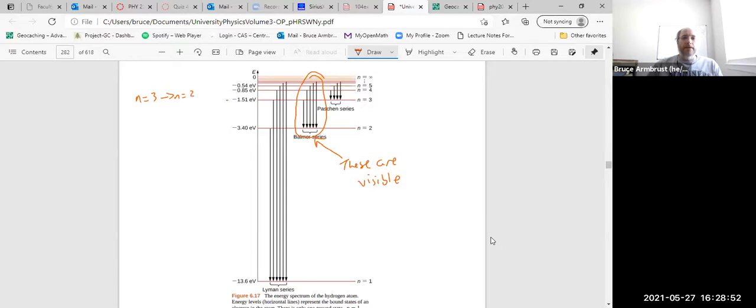All right, so that's those two energies. So what's the energy change? Well, we take the 1.51 and the 3.40. And the difference between those is what, 2.89? No, 1.89 electron volts.